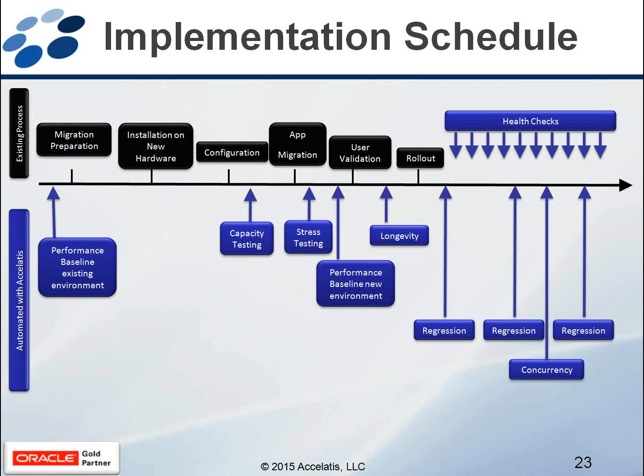The blue elements are where you can inject performance testing, and normally people might just think about the stress testing right before we do the rollout, but here you can see that you can baseline the old environment, baseline the new environment. You do various capacity testing, you do iterations of stress testing, do a longevity test before a rollout. And then once you roll out, you can integrate regularly scheduled regression tests, concurrency tests, and health checks. So it's a way of being very proactive with integrating performance testing into a deployment.